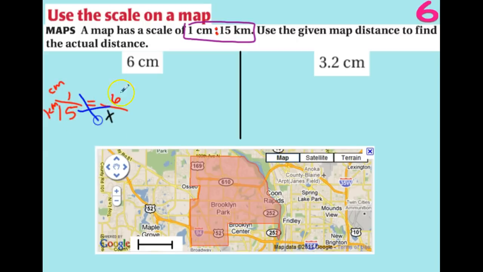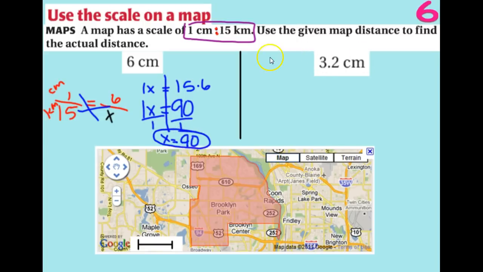So cross-multiplying, 1 times x is 1x. 15 times 6 on the other side. 15 times 6 gives us 90. And we have 1x over here. If I divide by 1, our answer is still 90.